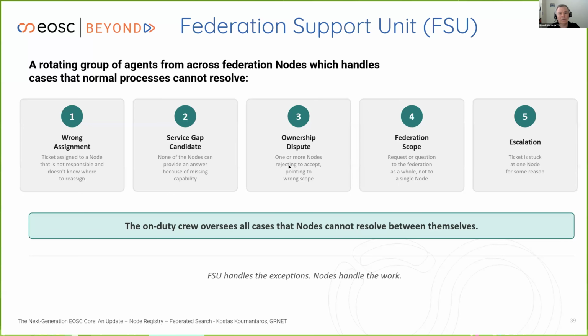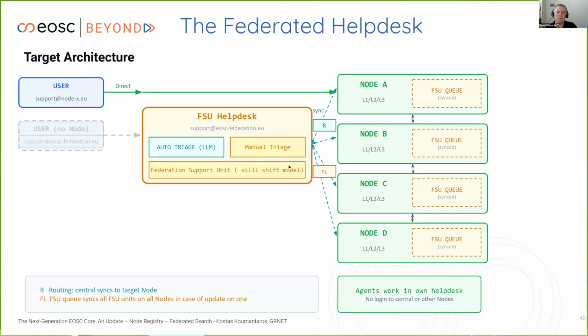So with this definition, I would like to go to my next slide, which defines the target architecture. So we have a number of nodes interconnected to each other, also connected to the FSU, the Federation Support Unit Helpdesk, which basically coordinates this federated support channel. And it has several functions. So this is what I mentioned already. It also does some triage if the tickets are lost or assigned in the wrong way. Yes, but this is a quite challenging goal to achieve.